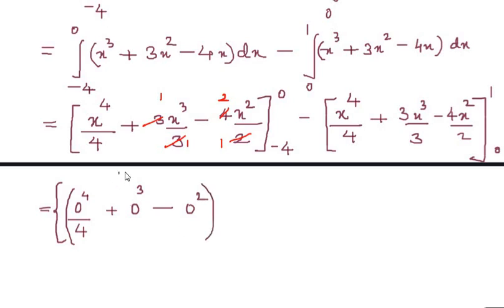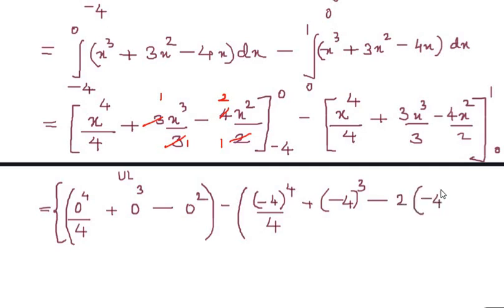So it is always upper limit minus the lower limit. So now I will substitute the lower limit in these places of x. So I have minus 4 to the power of 4 over 4 plus minus 4 cube minus 2, and we have minus 4 square. This is for the first term.